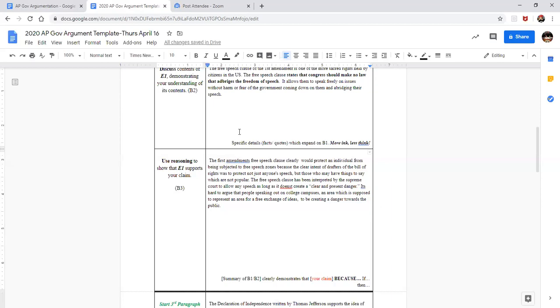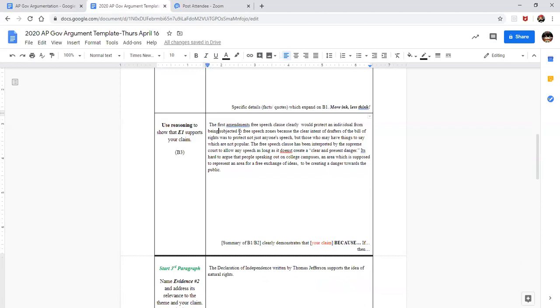So what I've done here is explain the reason why the First Amendment applies to this question: the Supreme Court has basically interpreted the First Amendment to protect speech as long as it doesn't create a clear and present danger. And I'm building on that by saying it's really hard to imagine that an individual speaking out on a college campus creates a clear and present danger towards the public.